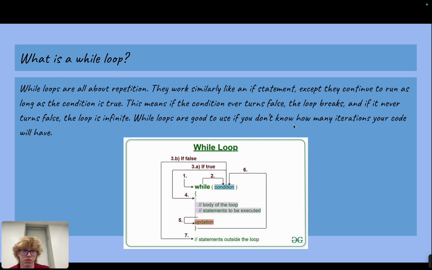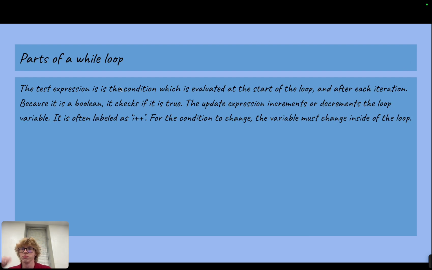Let's continue on. Parts of a while loop. The test expression is the condition, the top, which evaluates at the start of the loop and after each iteration. And the update expression increments or decrements the loop variable. It's often labeled as I++, but it can be whatever. I is just an example of a variable. But yeah, for the condition to change, the variable must change inside of the loop because that's the only thing running.